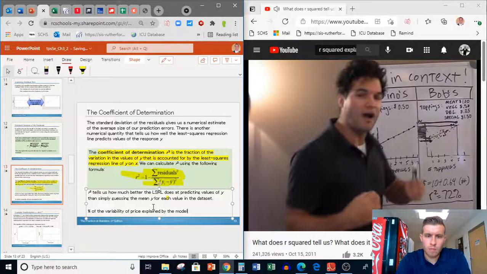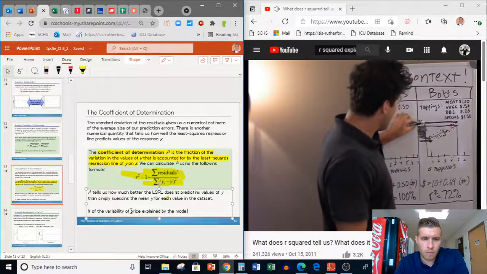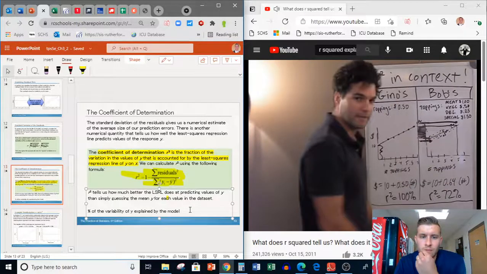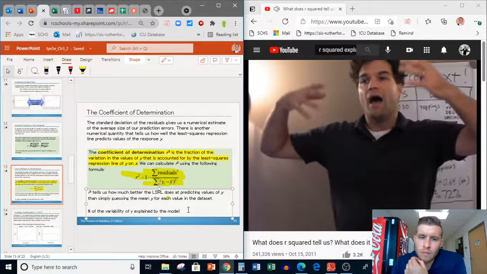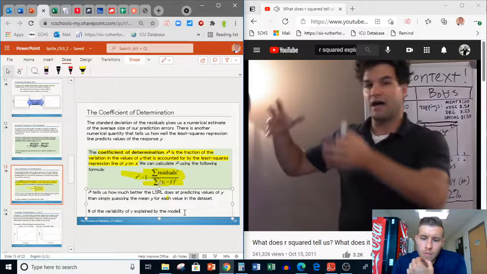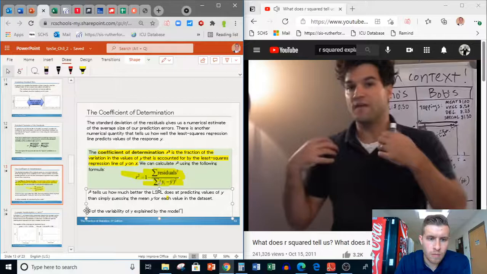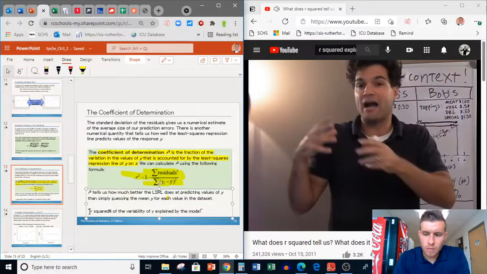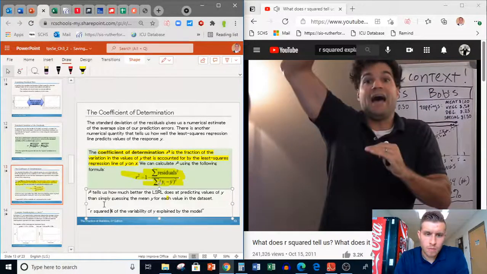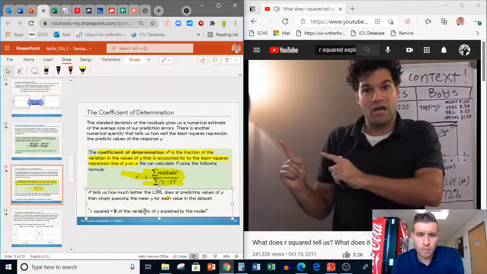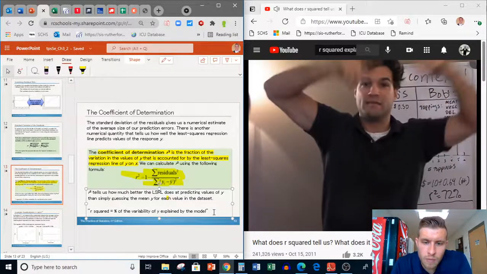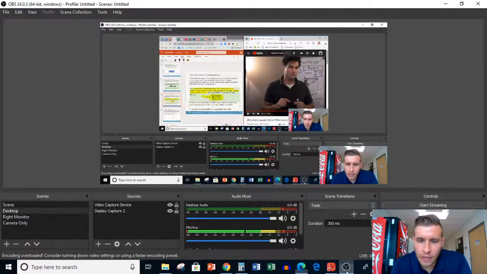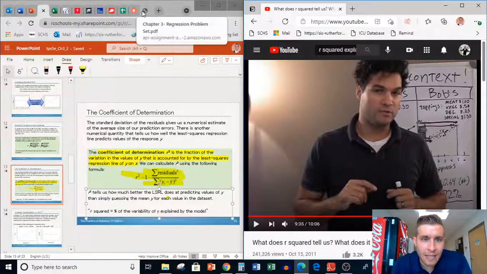So the R-squared value is the percent of these differences explained by these differences, not the percent of the entire thing. So you can say R-squared percent of the variability in Y is explained by the model. Notice I didn't say R-squared percent of the entire Y. Just R-squared percent of the variability in Y is explained by the model. So that's the key. That's the ticket. That's what we need to answer this question.